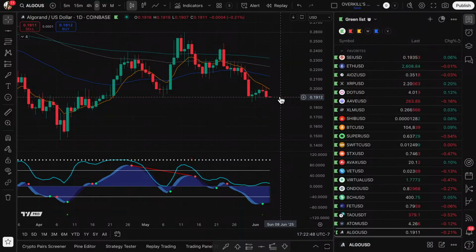If you're not in Algo, I think you get some here. Okay, I think this is a good spot to buy some because we're putting in a double bottom. If this double bottom is going to happen, you're going to see price push up tomorrow or the next day.